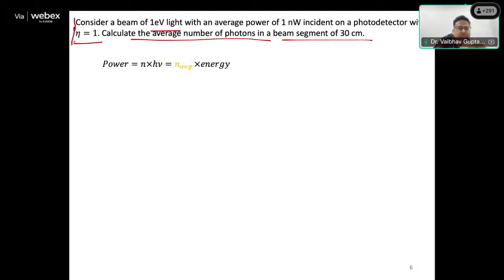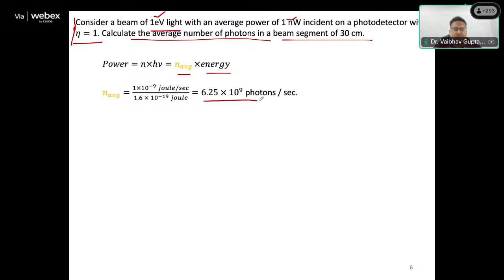So everything is given to us, and we know that power is n h nu, or you can also say the average number of photons times energy. Energy is there, 1 eV. Power, which is hitting the detector, is nanowatts. And there is 100% quantum efficiency. So roughly 6.25 times 10 to the power 9 photons are coming per second. That is the average number of photons. But I don't want this number. What I want is how many photons are there in a segment of 30 centimeters. So this is the laser.